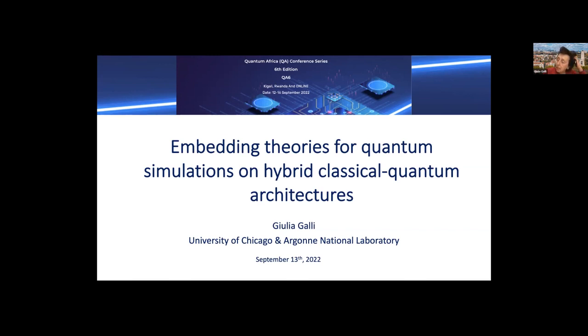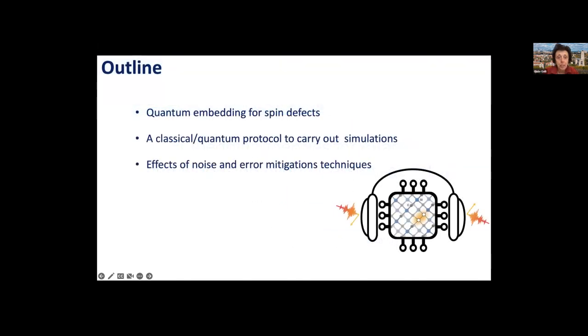So what I would like to do today is tell you about a development that we have made in our group to study a highly correlated state of spin defects. I want to tell you why we got interested in spin defects. The reason is that we want to be able to predict properties of this system for their use in quantum information applications. This led us also to develop a classical quantum protocol to carry out quantum simulation and to understand how to mitigate noise and errors on near-term quantum computers.